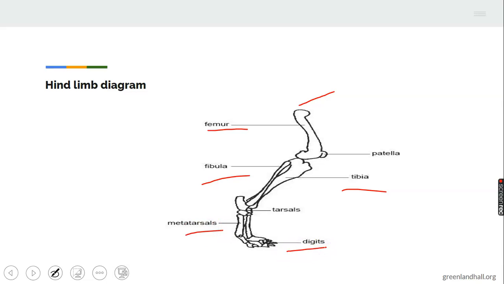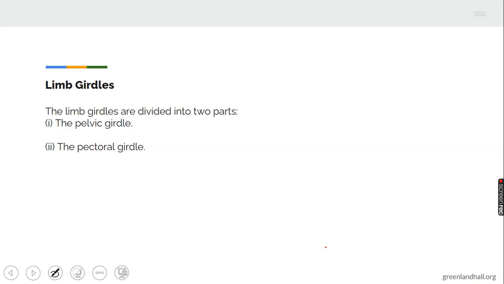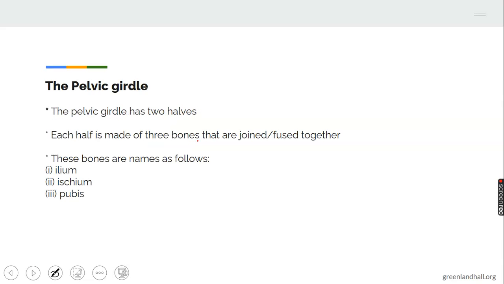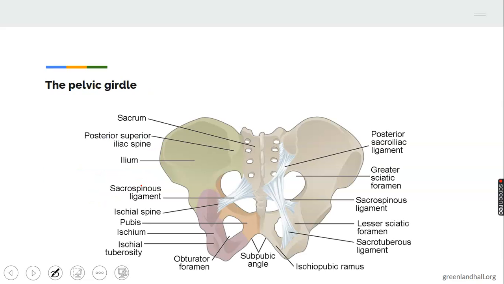The limb girdle is divided into 2 parts. You have the pelvic and the pectoral. The pelvic has 2 halves, and each half is made up of 3 bones that are joined together: ilium, ischium, and the pubis. That is the diagram of the pelvic. You can see that it is present in the lower abdomen, and the joints there are not movable.